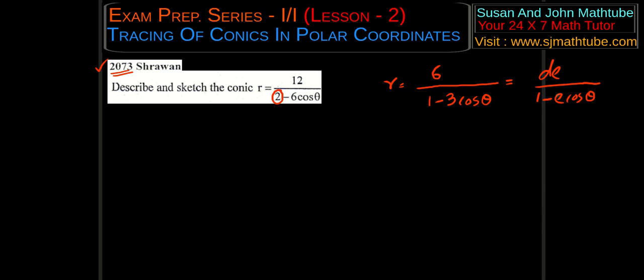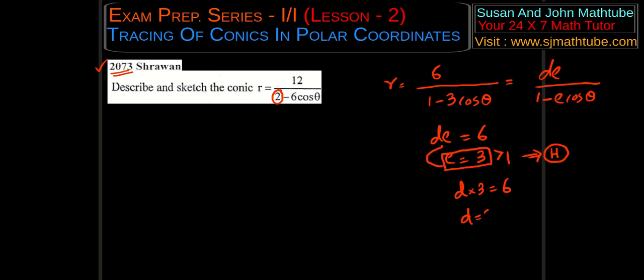In the last lesson, we learned about the 4 different equations, 2 with cos and 2 with sine, with plus or minus over here. And now we compare. So d into e is equal to 6 and e is equal to 3. So e equal to 3 means it's a number greater than 1, which implies the given conic section is a hyperbola. Now we plug in this value of e here. So d times 3 is equal to 6. So d is equal to 2.